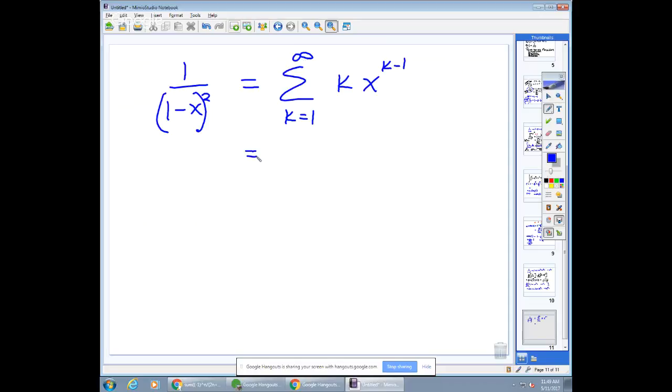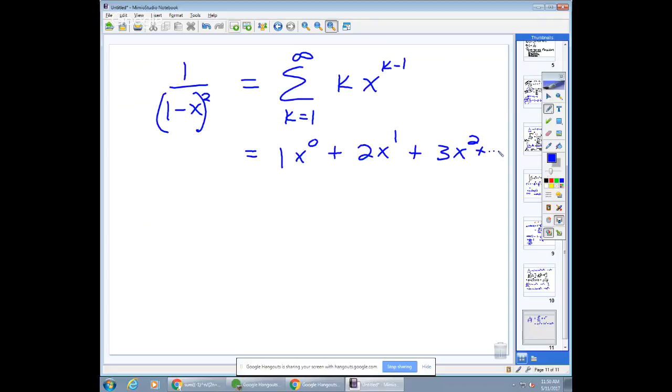If I plug in 1, I get 1 times x to the 1 minus 1. Plugging in 2, I get 2 times x to the 2 minus 1. Plugging in 3, I get 3 times x to the second. Does that look like what we did a minute ago? Okay, so I got that right. I'm almost where I want to be.